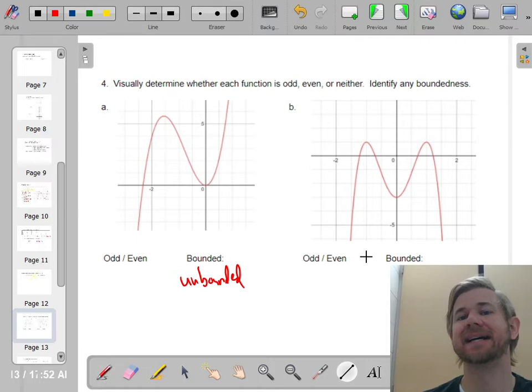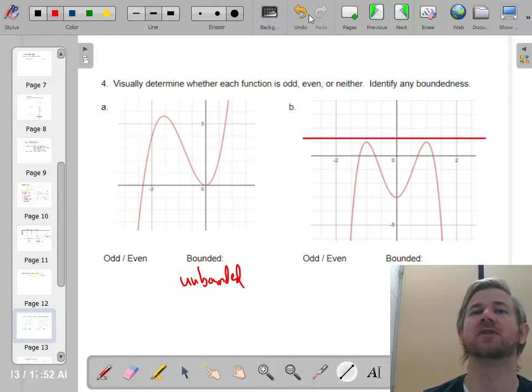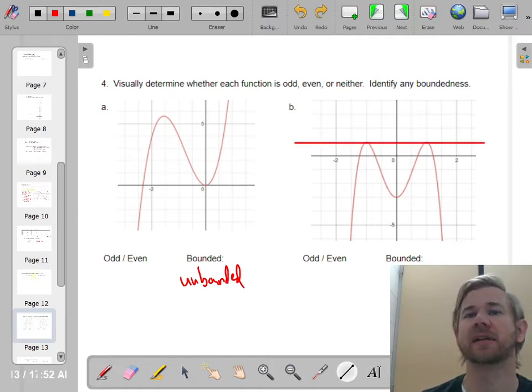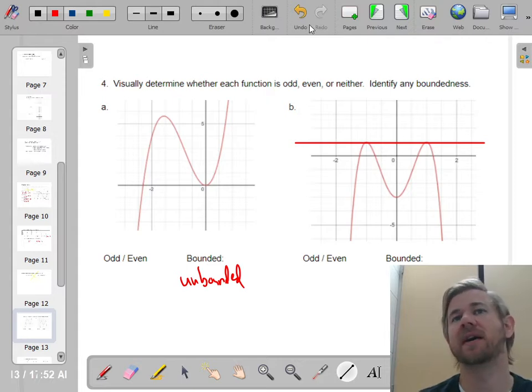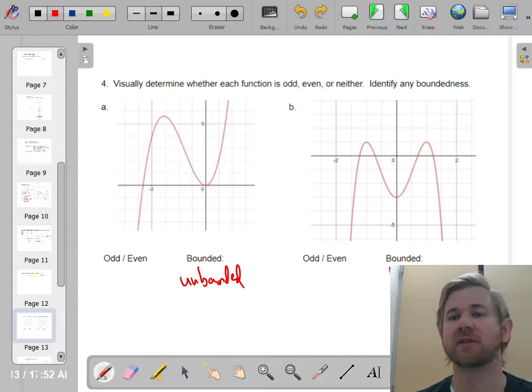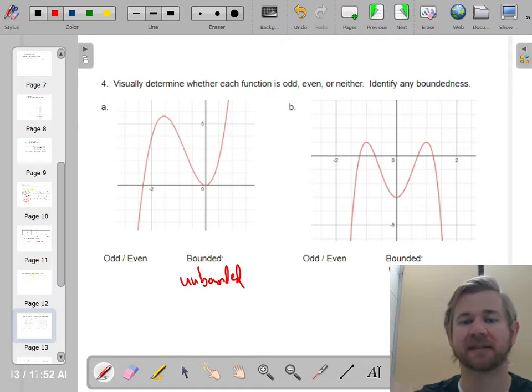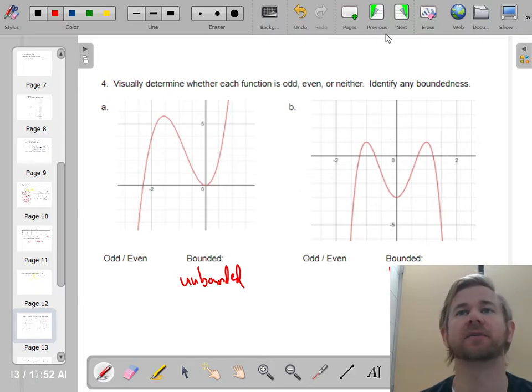This one, though, does have a maximum. There's a y value that I never go above. It looks like it's probably 1 or so. There's a y value that this function never goes above. So this function is said to be bounded above. There is a maximum to it. So it's bounded above. There's a boundary above the function, if that helps you.